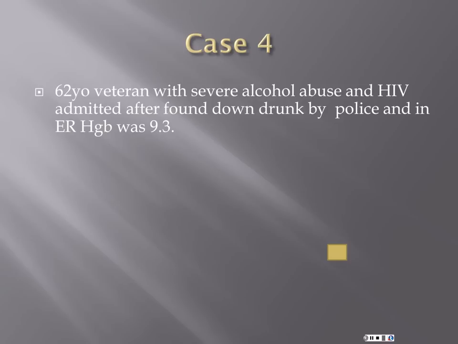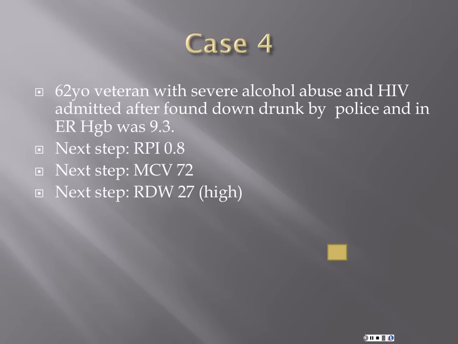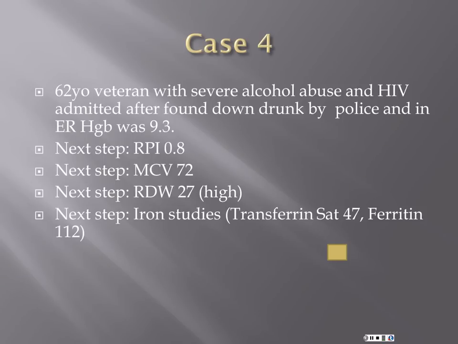RPI. RPI is low, less than 2%. What's our next test? MCV. MCV 72. What's our next best test? RDW is high. What's our next best test now? We're thinking iron deficiency versus one of the other causes. So what's next? Iron studies. Iron studies show a transferrin saturation of 47% and a ferritin of 112.